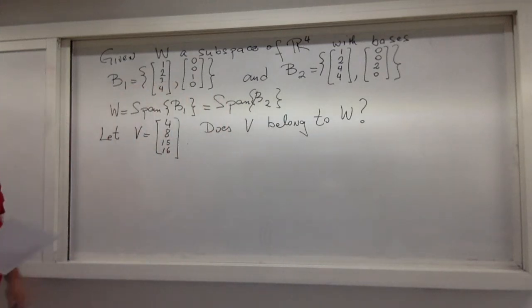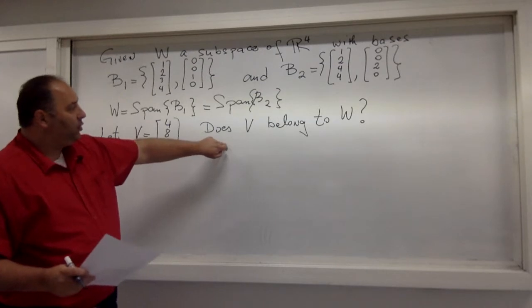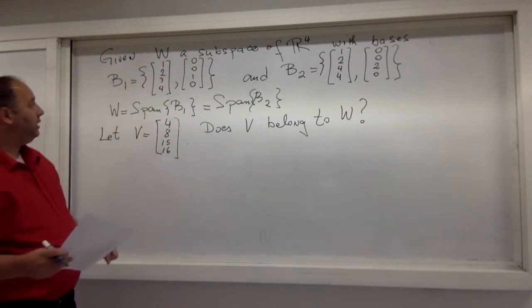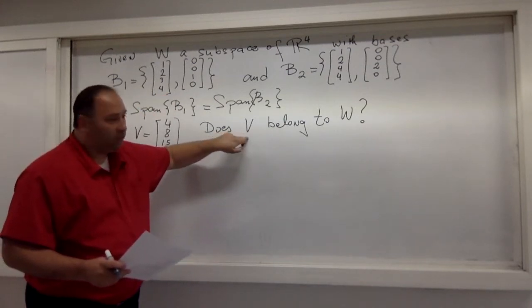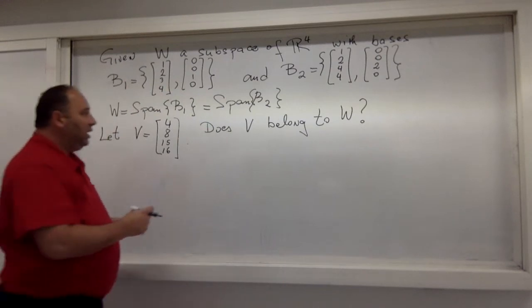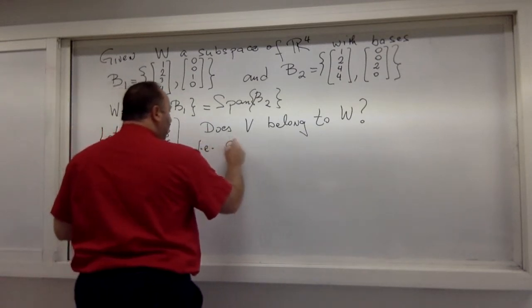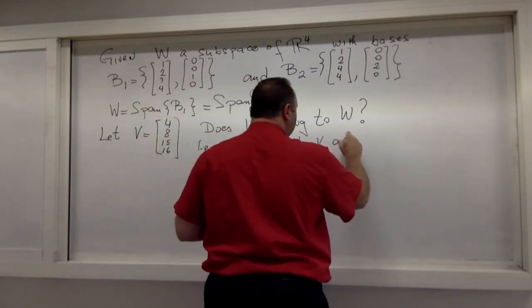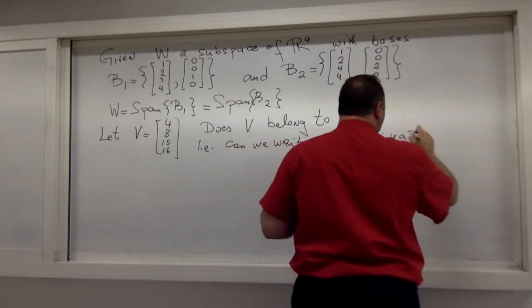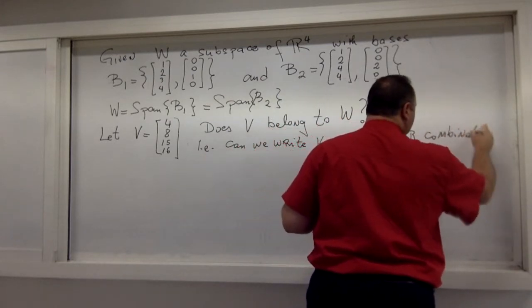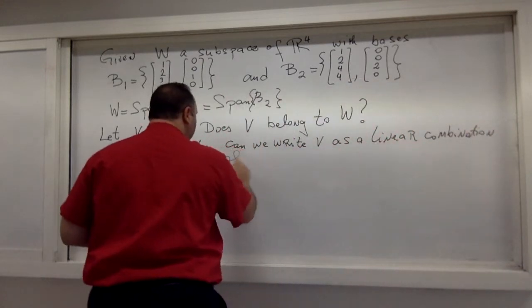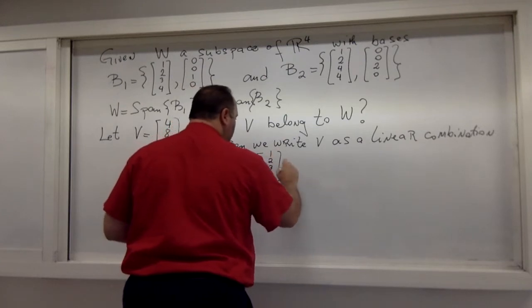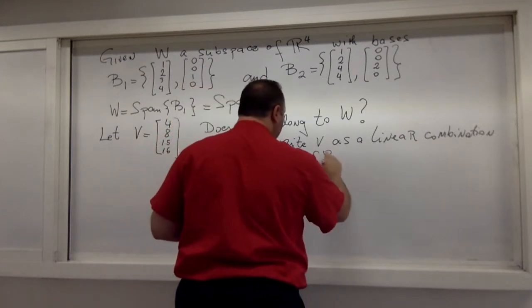What's the procedure? Well, we learned that a long time ago. If I want to know if a vector belongs to a linear space and I have a basis for a linear space, well, all I need to check is, can I write the vector V as a linear combination of basis vectors? So this is the same as, can we write V as a linear combination of (1, 2, 3, 4) and (0, 0, 1, 0).